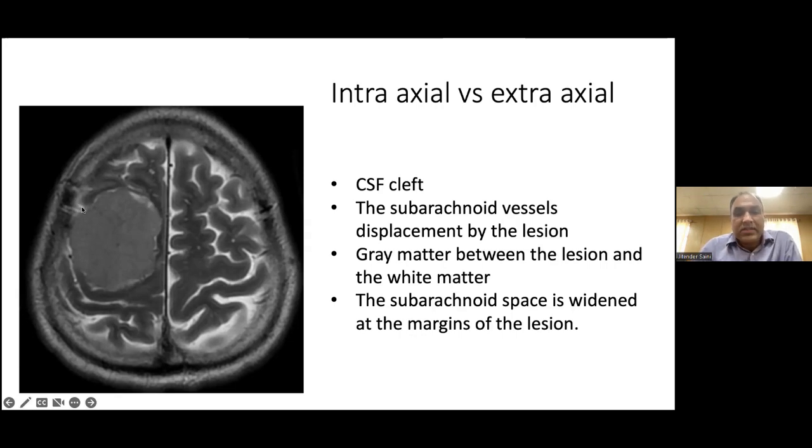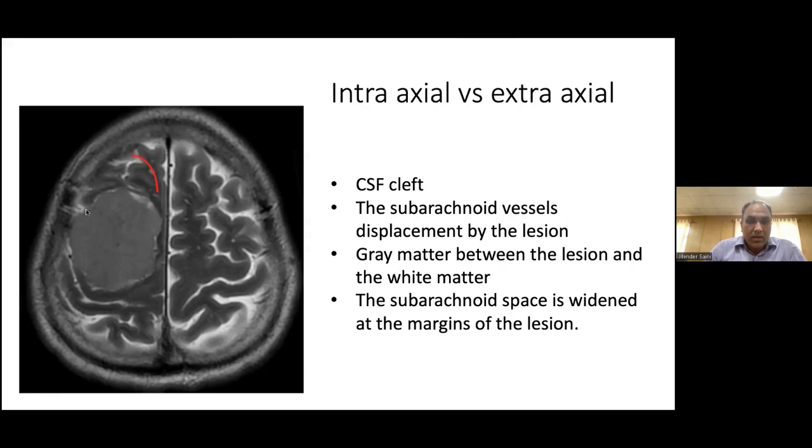In this case, it is not very characteristic, but sometimes you will see it, because when the lesion is extraaxial, it will push the brain and focal widening of CSF space will happen. So presence of a CSF cleft means CSF surrounding the lesion all around, with the vessels being pushed towards the brain by the lesion. And the presence of a gray matter lining the CSF cleft and the subarachnoid space widened at the margins of the lesion. These are some of the clues which say that it is an extraaxial lesion. It's not an intraaxial lesion.